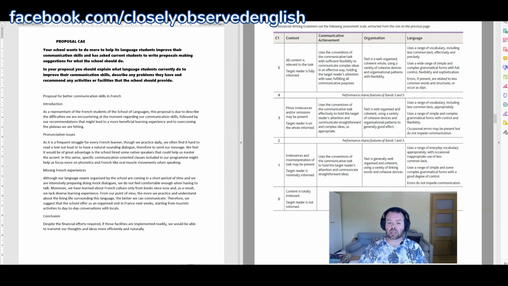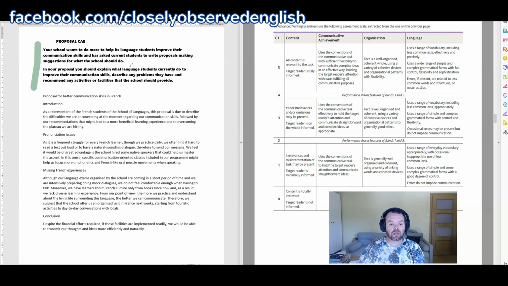So as always, first we look at the rubric to find what the three content points are that need to be addressed. The rubric is over just here. It says that your school wants to do more to help its language students improve their communication skills and has asked current students to write proposals making suggestions for what the school should do. In your proposal, you should explain what language students currently do to improve their communication skills, describe any problems they have, and recommend any activities or facilities that the school should provide.